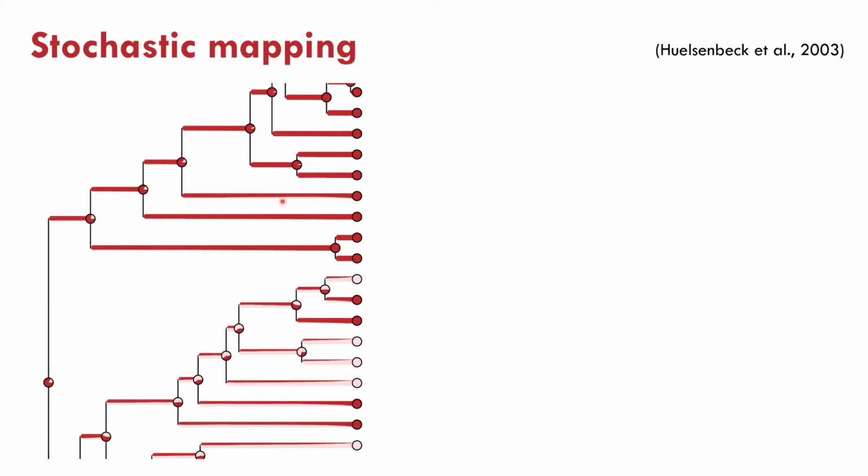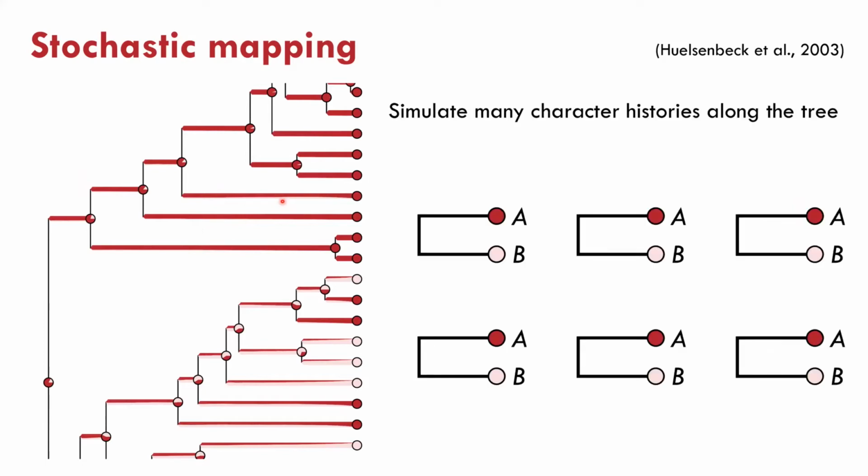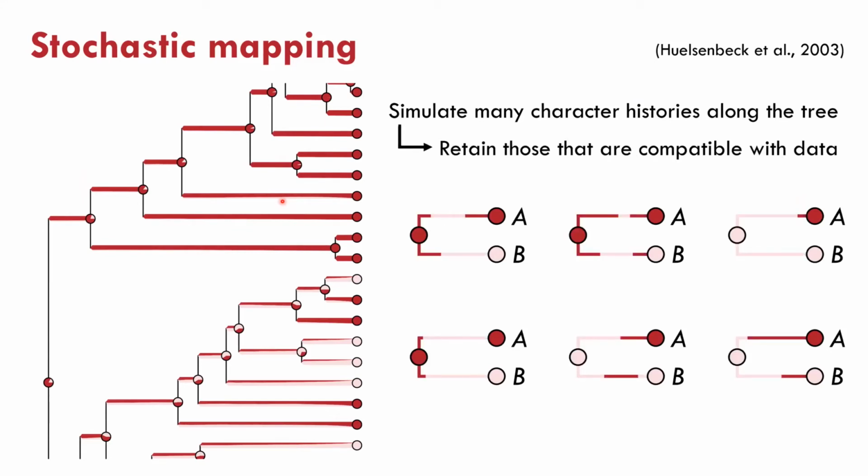And the way this is achieved is by simulating many character histories along the tree, and then discarding those histories that are not compatible with the data. So for example, this history here, you can see that B ends up in dark red when I said it should be light red. So this history is going to be discarded. And the same goes for this one here and this one here. So in the end, we just take the histories that were compatible with the data and summarize them together.